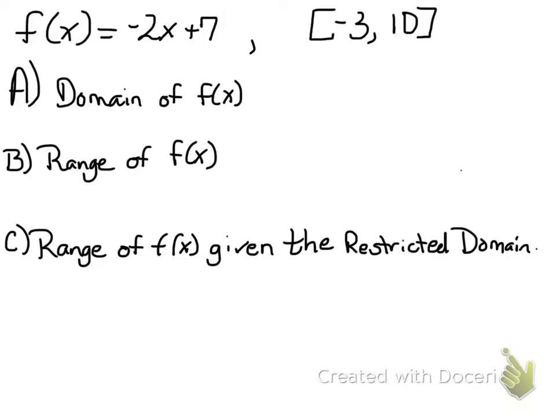Let's look at a new function. F of x is equal to negative 2x plus 7. This is a restricted domain, and it means we are including, we're going from negative 3 to 10, all inclusive. That means we include the point at negative 3 and we include the point at positive 10. For the purposes of the first two questions, we are not worried about the restricted domain. So the domain of f of x, because it's a linear function, is going to be from negative infinity to positive infinity.